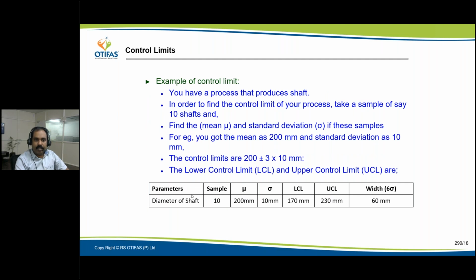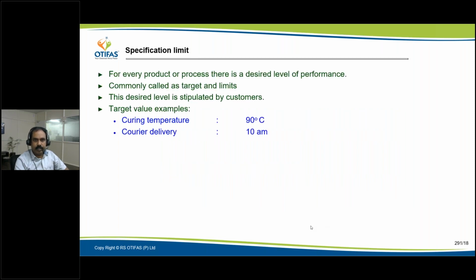for example, you take a sample of 10 and you get a mean of 200 mm and a standard deviation of 10. Then your lower control limit is mean minus 3 sigma, that means 170, and your upper control limit is mean plus 3 sigma, that means 230. So your control width is going to be 230 minus 170, which is 60 mm. Okay, specification limit is clear to you.